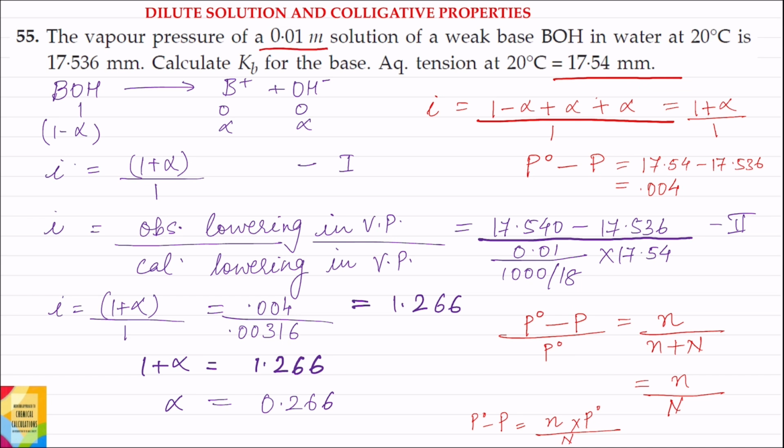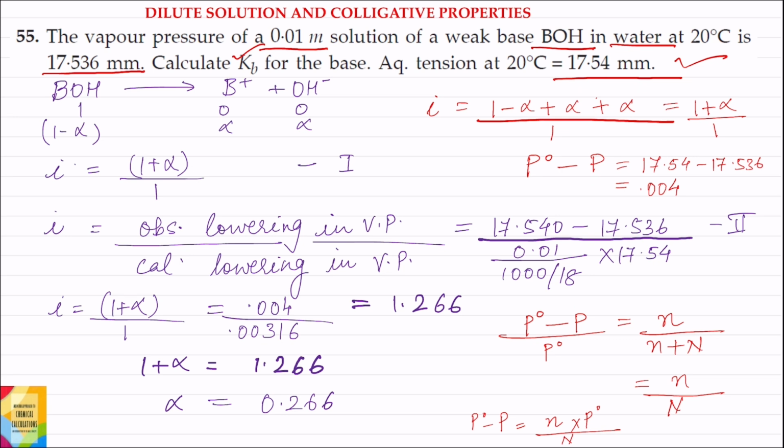0.01 m solution of a weak base BOH in water, meaning the solvent is water, and the vapor pressure of this solution is 17.536 millimeter of mercury. We have to calculate Kb for the base. Aqueous tension at 20 degree centigrade is given as 17.54 millimeter of mercury. Aqueous tension means vapor pressure of pure water, and this is given as 17.54 millimeter of mercury.